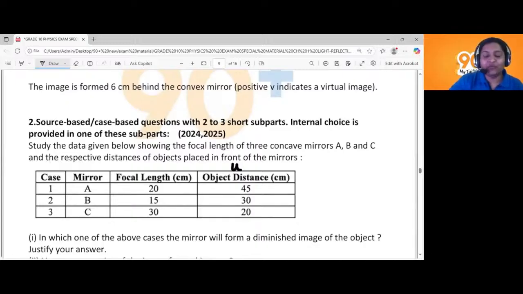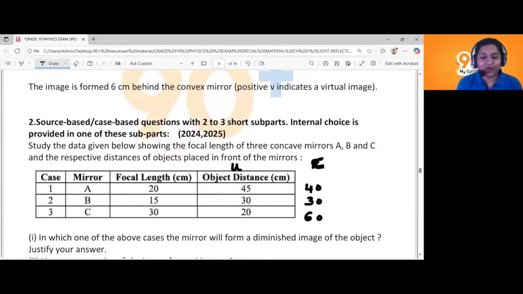If you have the focal length, how to find the value of R? R equal to 2F. So for mirror A, 20 is focal length, R will be 20 into 2, 40. And for mirror B, 15 into 2, 30. For mirror C, 30 into 2, it's 60.